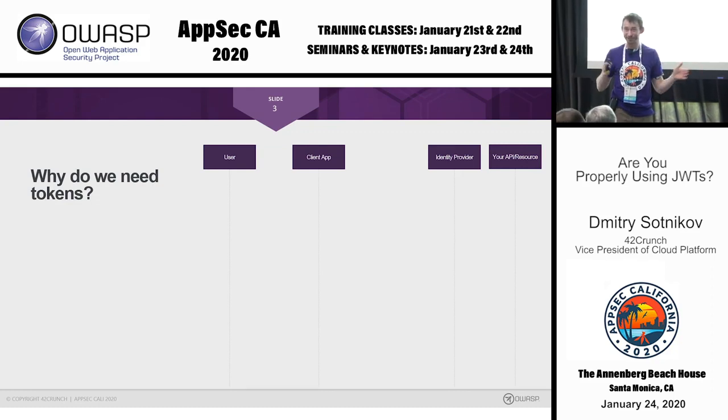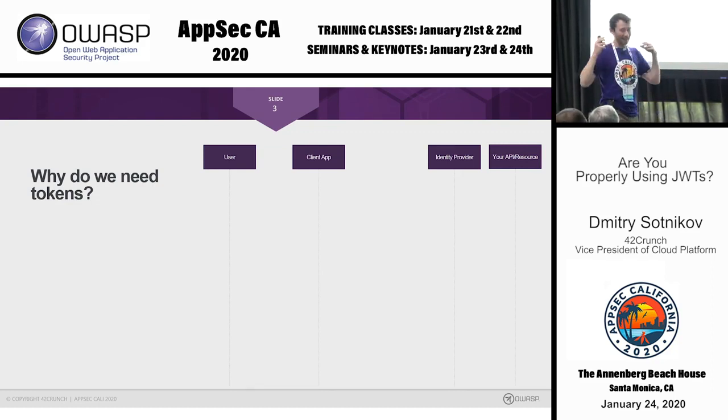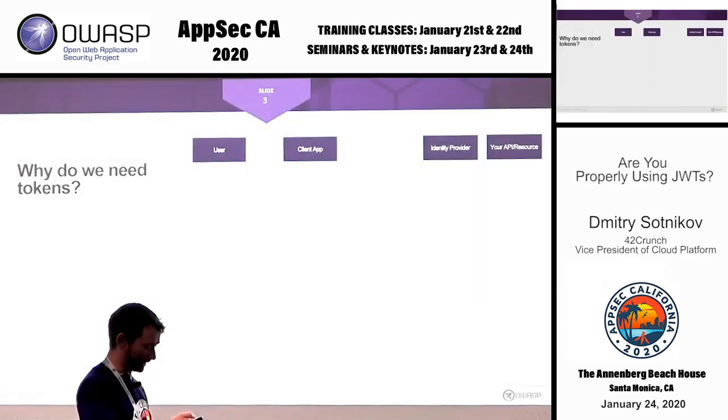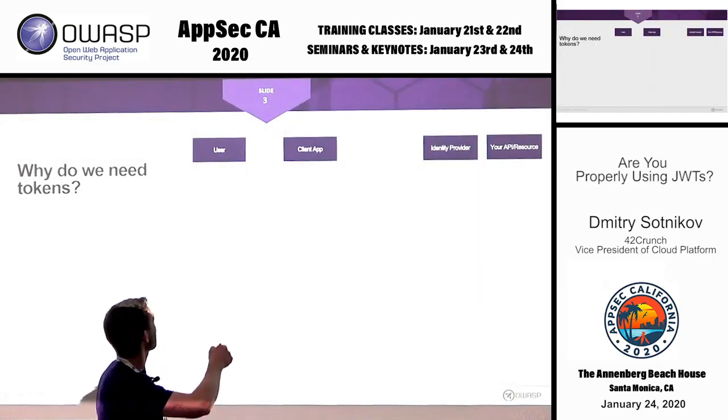JWTs, JSON Web Token. What is a token, right? So, and again, that's going to be basic for a lot of you, but bear with me for half a minute for those who don't know auth and so on. So the main reason we need tokens is that we have a user, right?